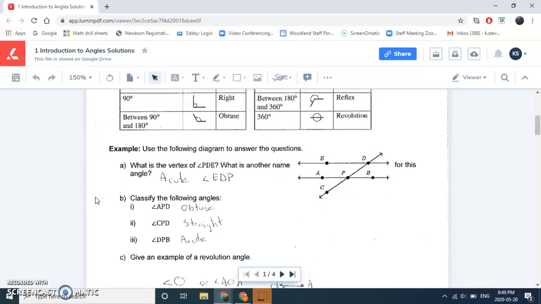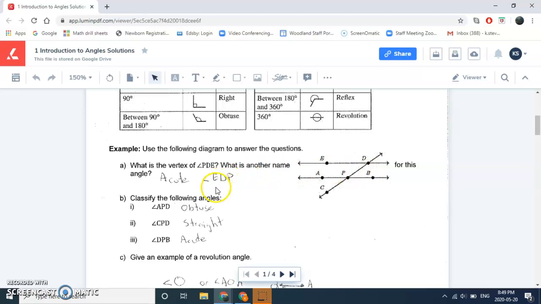So next, we are going to use the following diagram to answer the questions below. We have our diagram right over here, a whole bunch of different angles. We're going to be naming some of them. So what is the vertex between P, D, and E? I'm going to look for P, go to D, and then over to E here. I see that we're going like this. This looks like it's smaller than 90 degrees, so it's an acute angle.